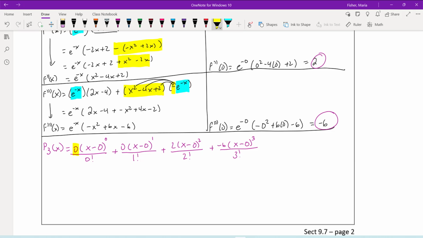Cleaning this up, I know this is going to be 0 times something and 0 times something, so I know that these first two terms are just going to cancel.